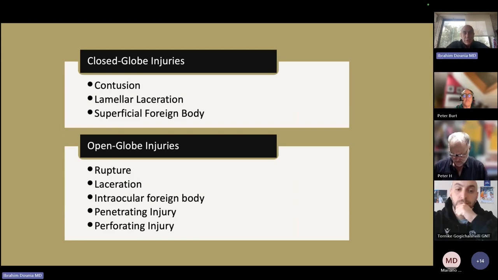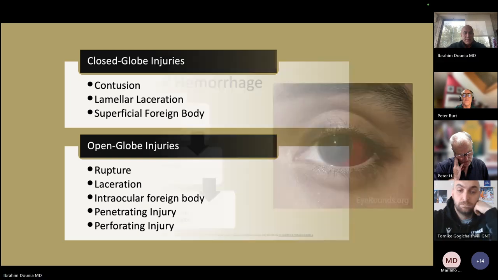Injuries to the globe, to the eye, can be closed injuries, or they can be open globe injuries. In closed injuries, it can be contusion, it can be lamellar laceration, or a superficial foreign body. In open injuries, we may have rupture, laceration, intraocular foreign body, penetrating injury, or perforating injury.